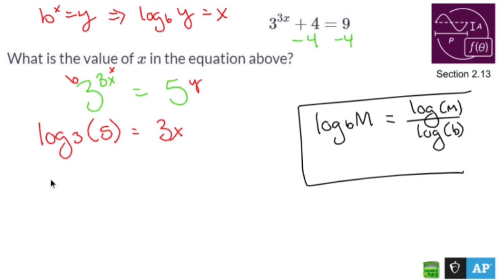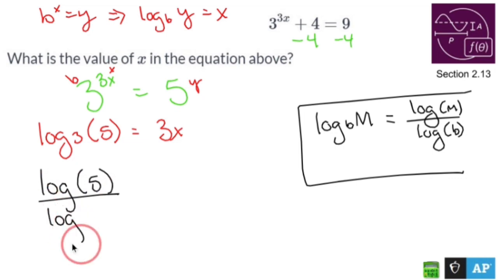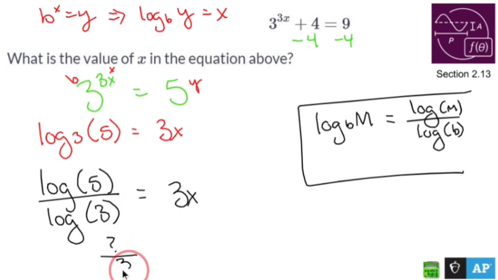So this is what I have to do. In my calculator, I have to type out log of 5 divided by log of 3. That gives me a gross number. That's going to equal 3x. So once I get that gross number, I'm going to divide it by 3, and that gives me x. So one more time: log of 5 divided by log of 3, get a gross number. Divide that gross number by 3, and that'll give me my x.